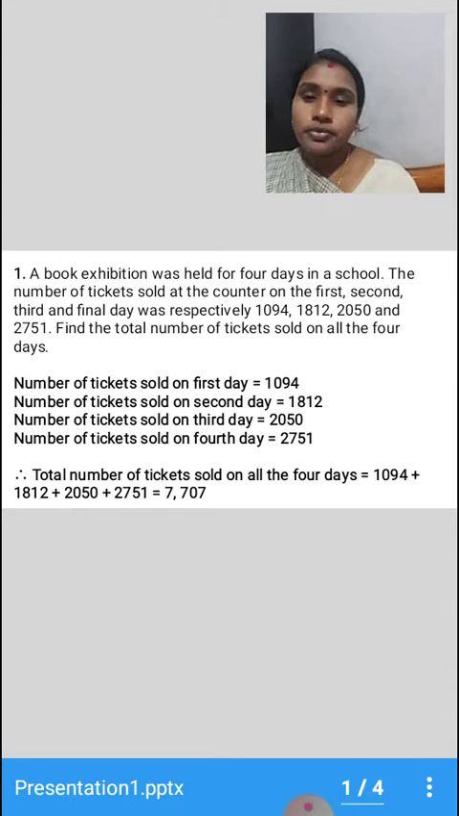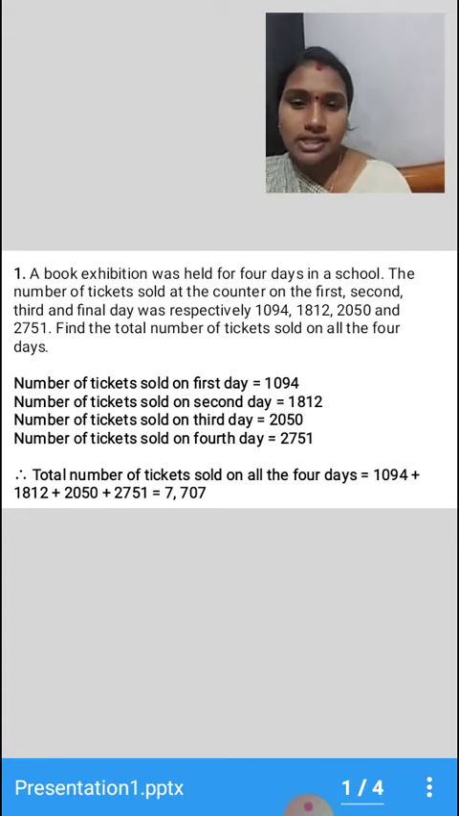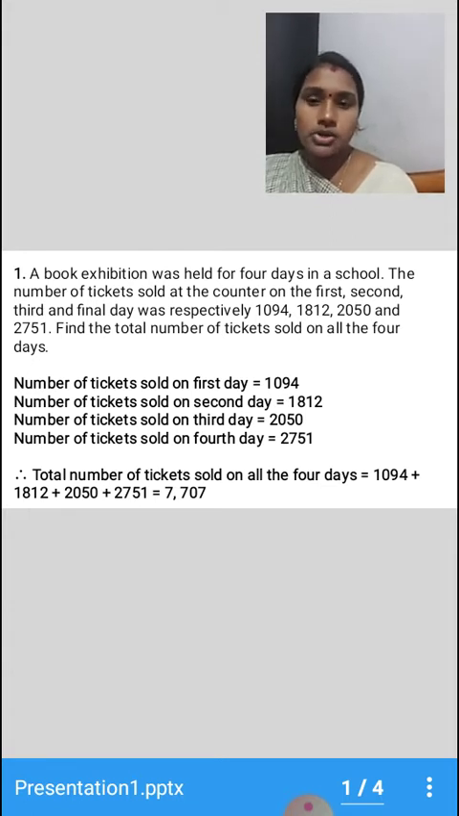So, a book exhibition was held in a school for 4 days. Okay children? So, the first day the number of tickets sold was 1094 and the second day the number of tickets sold were 1812 and on the third day the number of tickets sold was 2050 and finally the fourth day the number of tickets sold was 2751. This is what you understood from the question.